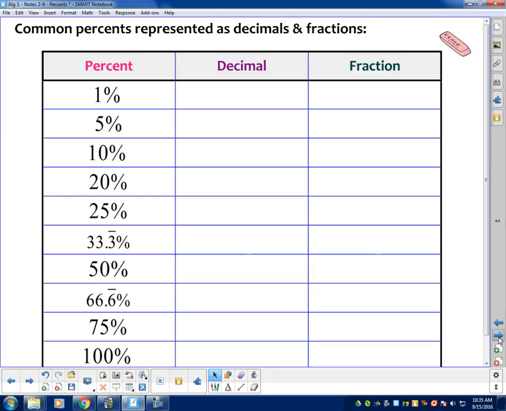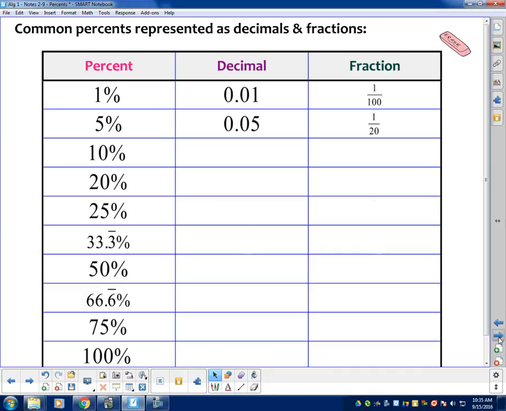Common percents are represented as decimals and fractions here. 1% as a decimal would be 0.01. As a fraction, it's 1 over 100. It's 0.01, or 1 over 100. 5% would be 0.05, or 1 out of 20.